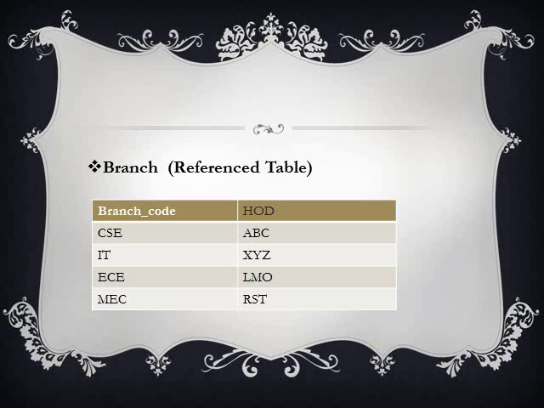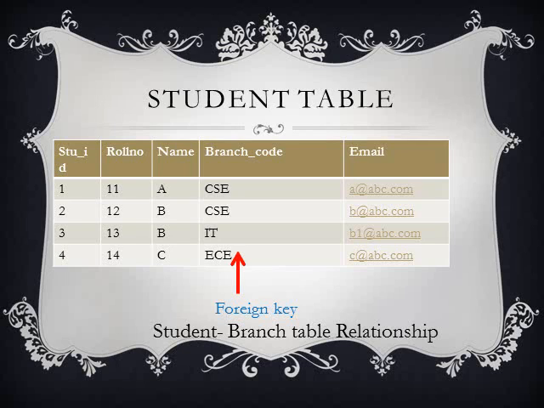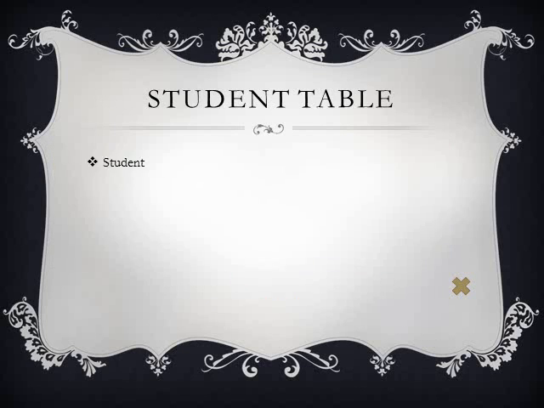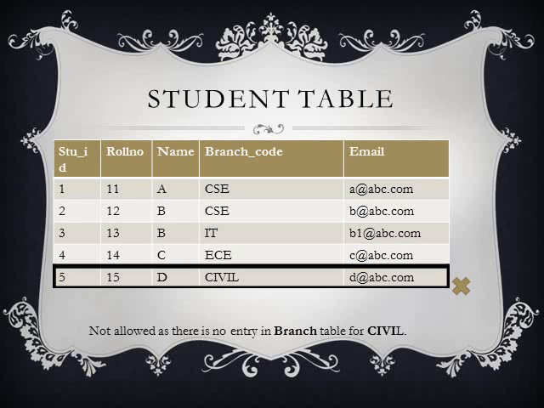Let's add another table, that is the branch table, and there is a unique column, branch code, which is the primary key. In the student table, branch code can be made a foreign key to set up a referential integrity relationship between the tables student and branch. This is the student table, this is the referencing table. A new student entry with a wrong branch name is not allowed, as there is no entry in the branch table for civil.